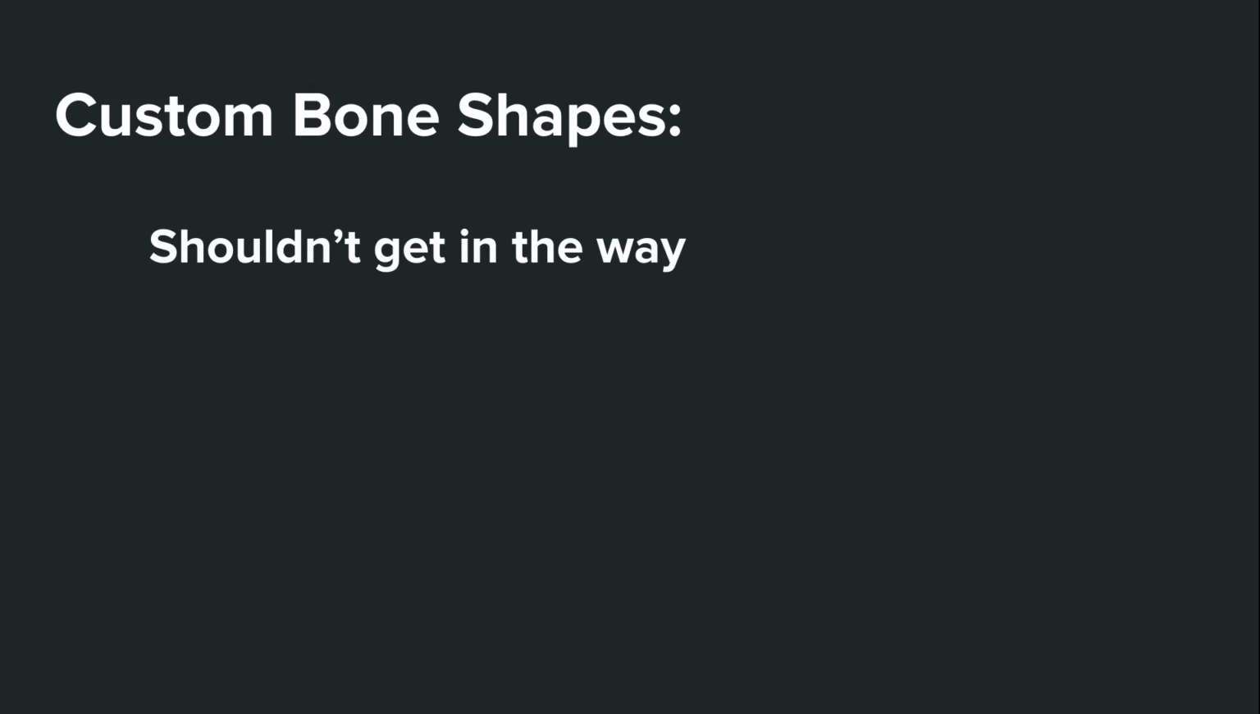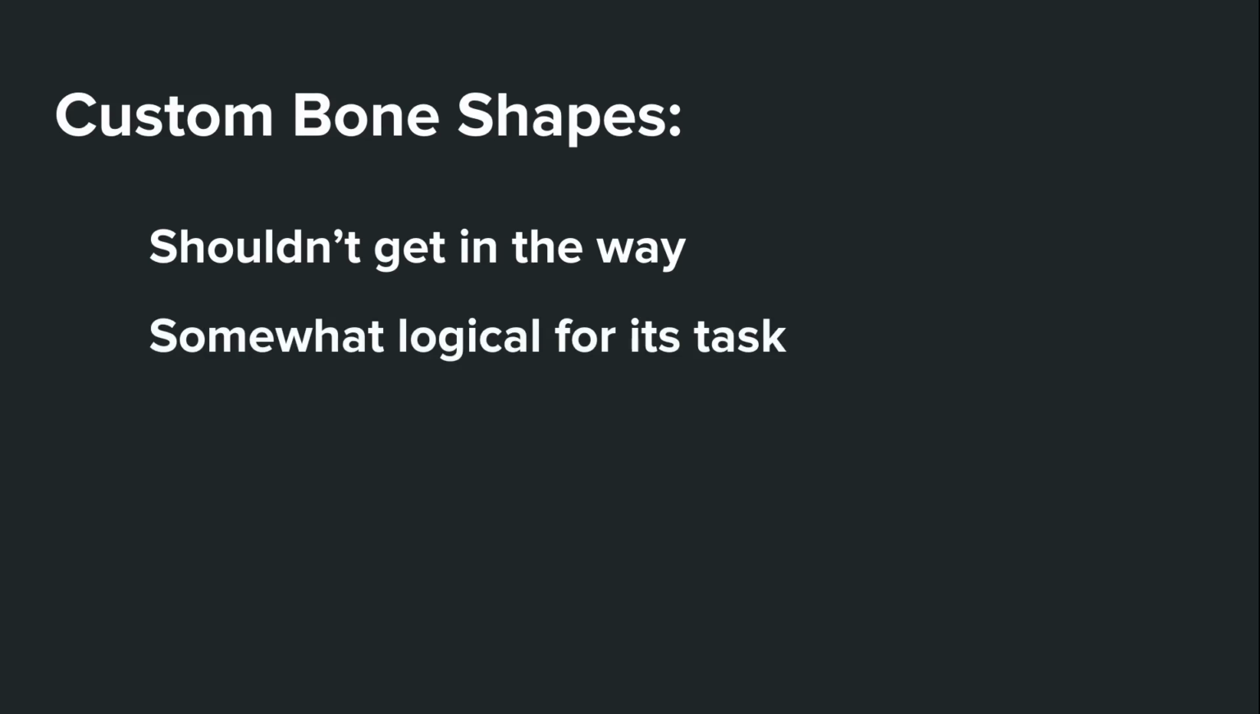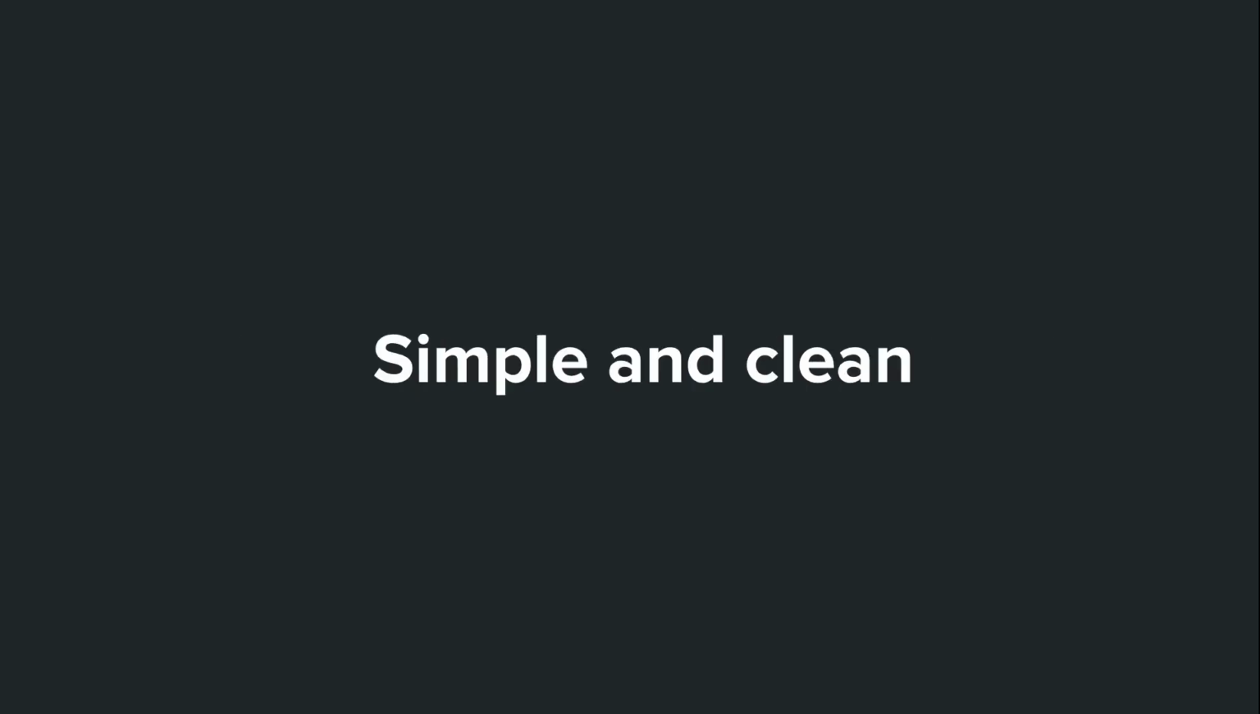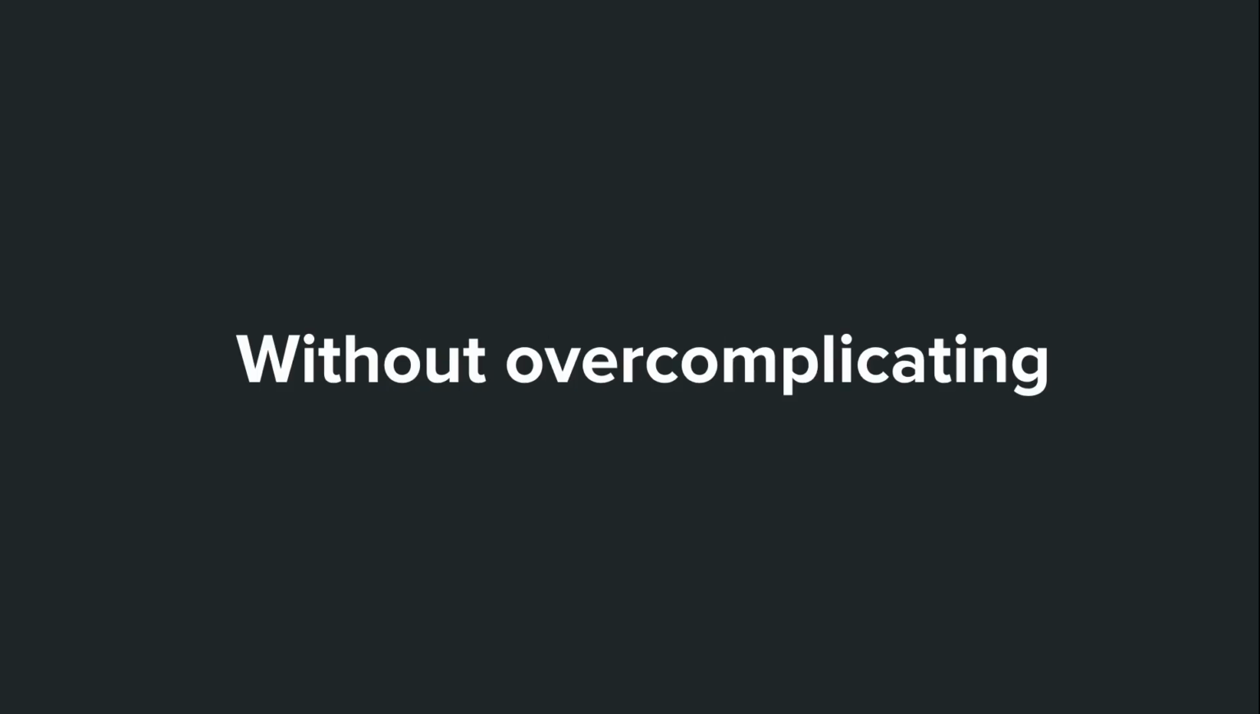Now here's some thoughts I have when I create some custom bone shapes. They shouldn't get in the way of the character because the animator needs to see what's going on the screen without it being obscured. And it should be somewhat logical to the task it performs. However, if a shape would become ugly or distracting, it's best to choose a clean and simple shape over something that's more complicated than it needs to be, because animators will figure out what the control actually does. So in my view, you should aim to keep it as simple and clean as possible without overcomplicating the shapes.